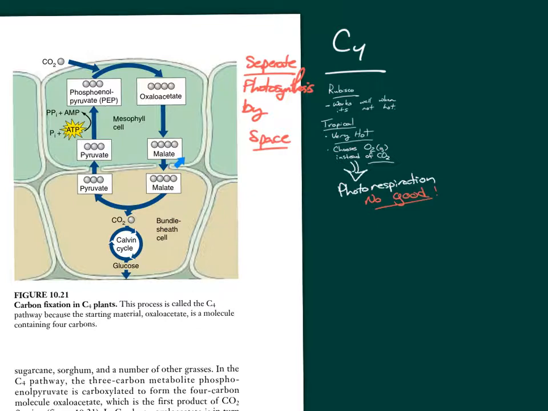Malate. Do you need to know malate? No. But I'm asking you, how many carbons is malate? Four. See? All right, so it's four carbons. That's all. That's why it's called C4 photosynthesis.